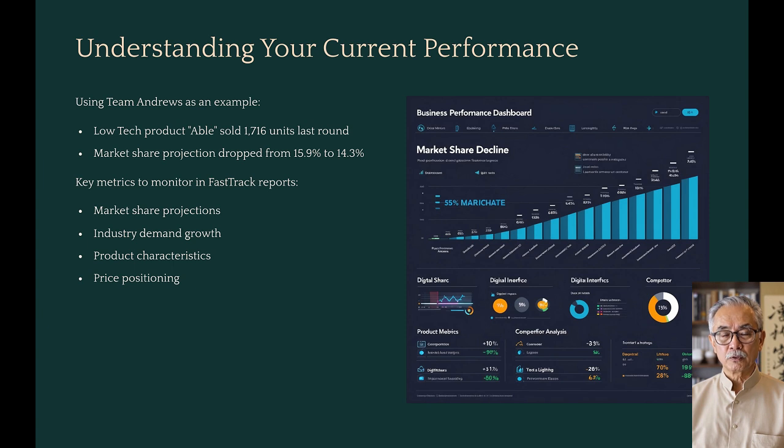What matters more is what the simulation model predicts for next round, especially your market share projection, industry demand, growth, product characteristics, age, MTBF, performance, size, price positioning. When we examine the fast track report, let's say we're told that Able is expected to capture only 14.3% of the low-tech market next round, down from 15.9% previously. That's a red flag, and it's your cue to take action.